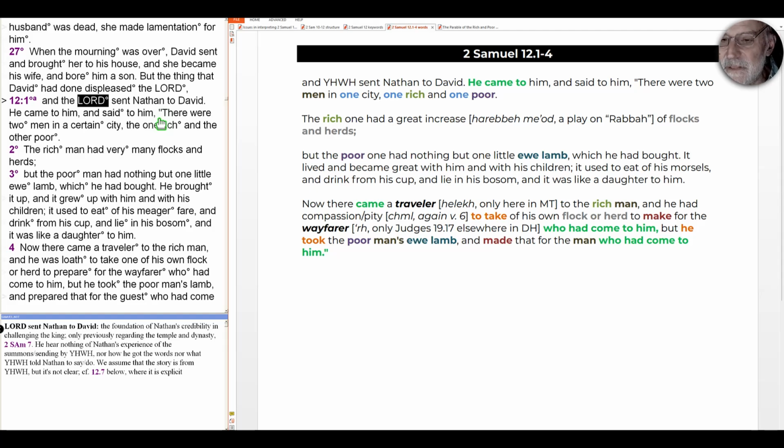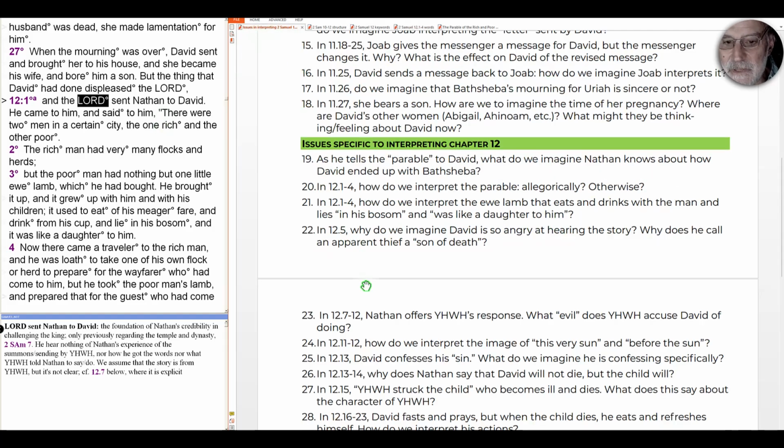So a lot of things to consider there. And I can put up some of the issues here. I didn't necessarily bring this point I'm going to bring up right here, but I am bringing up this point. What do we imagine Nathan knows? Now by this time Bathsheba has had a child, and we don't know where Nathan lives. Does he live in the palace? Does he live somewhere else? We really know nothing about him.